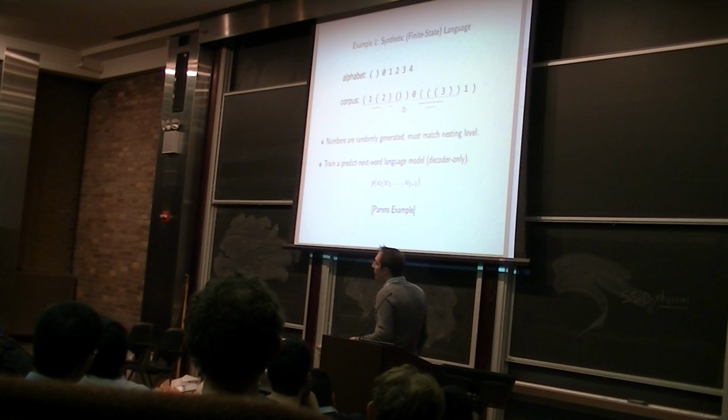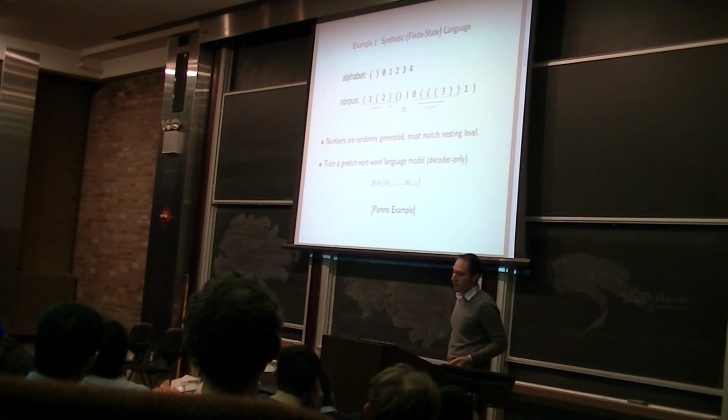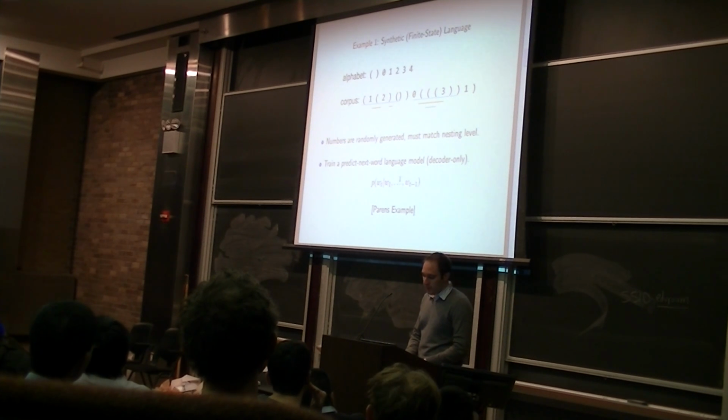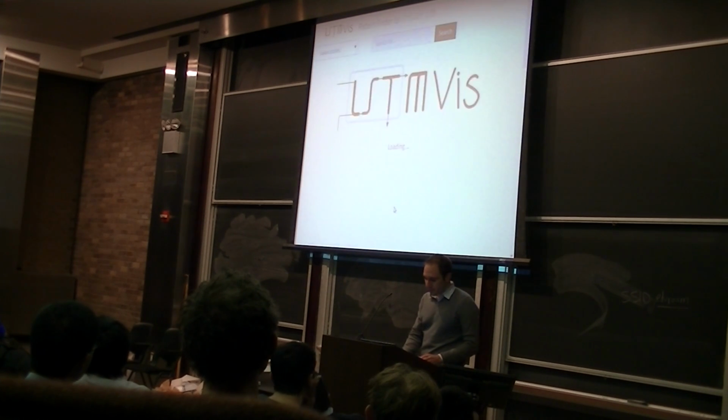So if there are 2 open, it can generate 2. If there are 3 open, it can generate 3. If there's 0, it can only generate 0. Got the idea? So here's what our tool looks like.